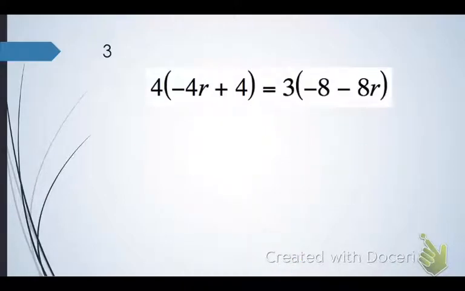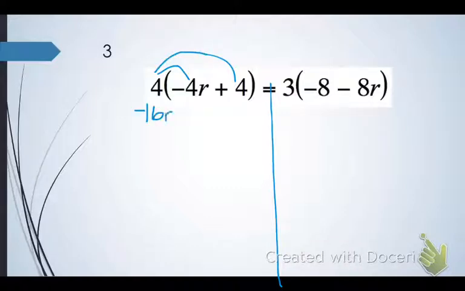When I take a look at number 3, I notice that in this problem I have parentheses on both sides, so it is going to require more simplifying. If I move anything across the equal sign line, that is when I do inverse operations, but not before. So on the left side I distribute a 4. 4 times negative 4r is negative 16r. 4 times positive 4 is plus 16.